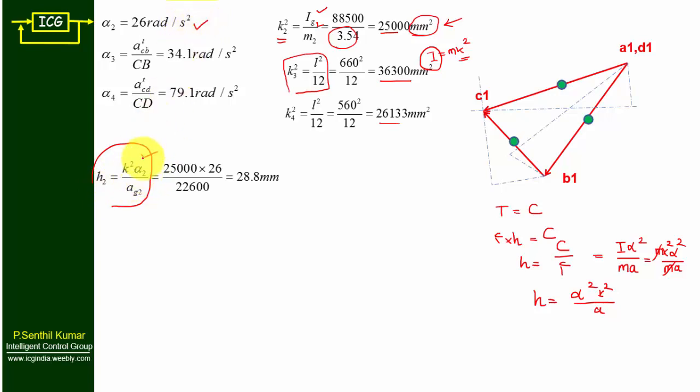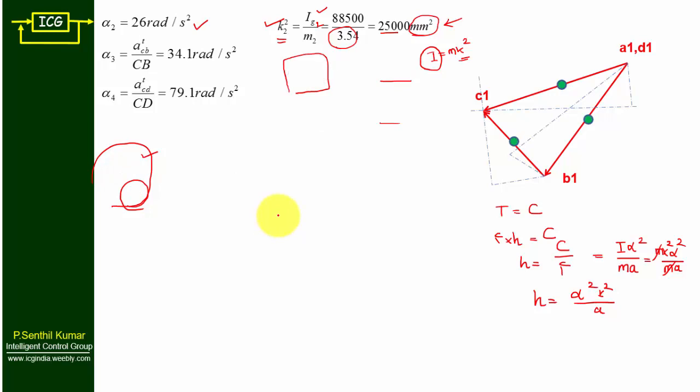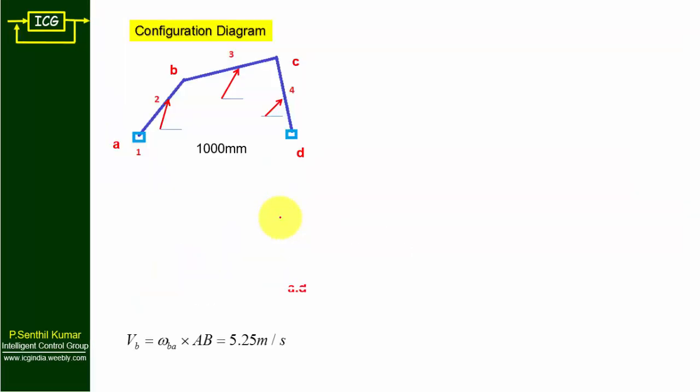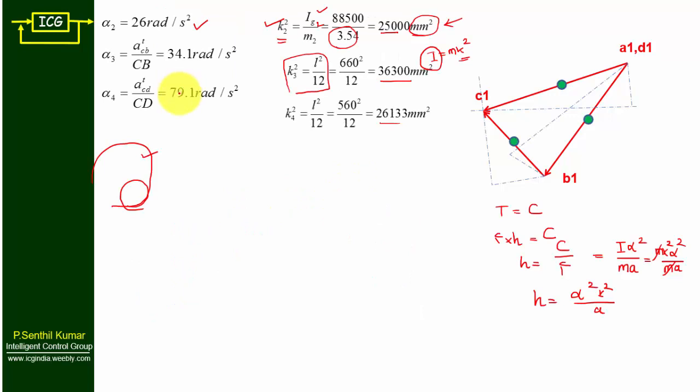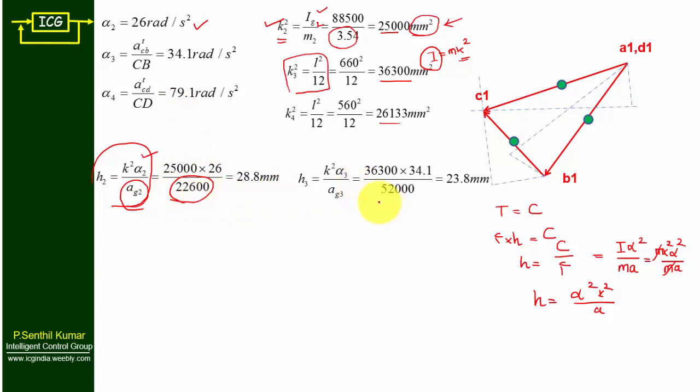Alpha 2 will be here, h2 k2 will be here. Then AG2, it's already there in the previous slide. So where is AG2? Here we have AG2. Here we have the value in meter, but we need to convert that value into mm. 22.6 meter equal to 22,600 mm. 52 meter equal to 52,000. So that we will apply here. See here, 22.6 is nothing but 22,600. 52 is nothing but 52,000.